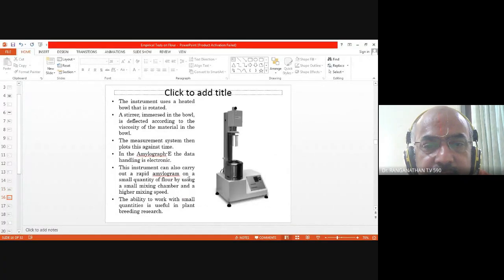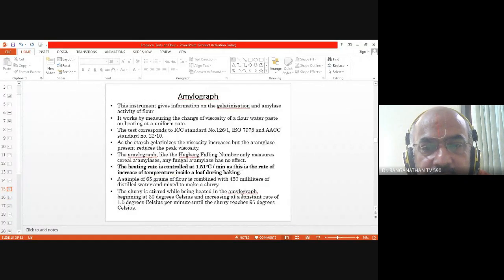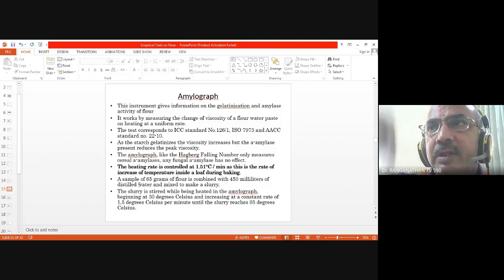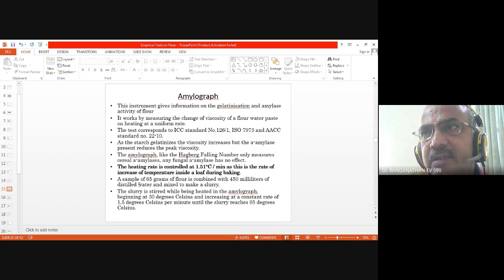So basically it is something like 65 grams of flour and 450 ml of water. In the earlier case, if you are making a dough, the amount of water will be comparatively less. Similar to the Hagberg Falling number, you have the bowl which is rotating, and in the bowl you have sensors which measure the resistance to the movement of the slurry. As the temperature increases, starch gelatinizes. As a result, there will be an increase in viscosity.